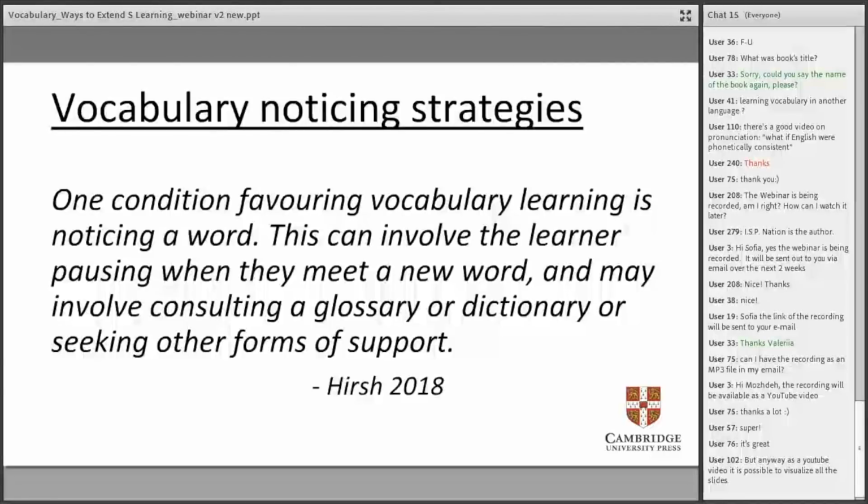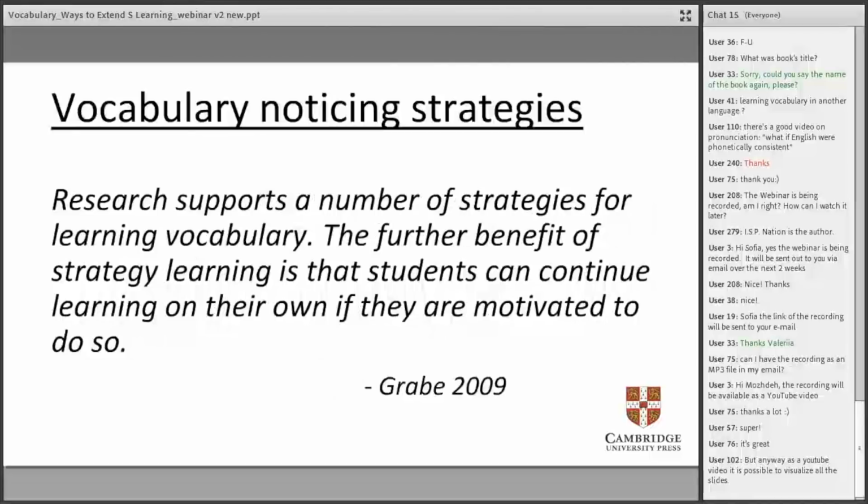So this comment from Hirsch, he talks about this idea of students noticing vocabulary. When they are listening to something or reading something, they will often notice particular words and they will often get interested. And that means that there might be a glossary that they can look at, or they might use a dictionary or something along those lines. So let's look at this thing of noticing.